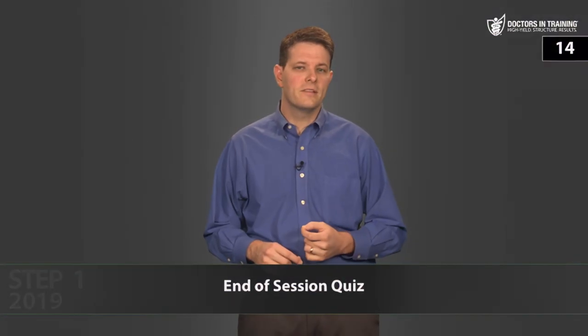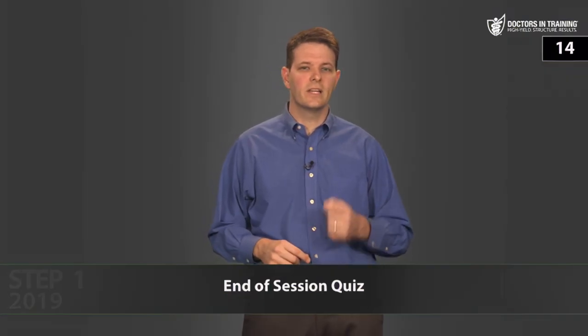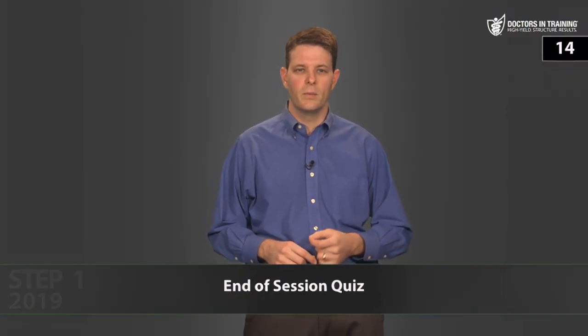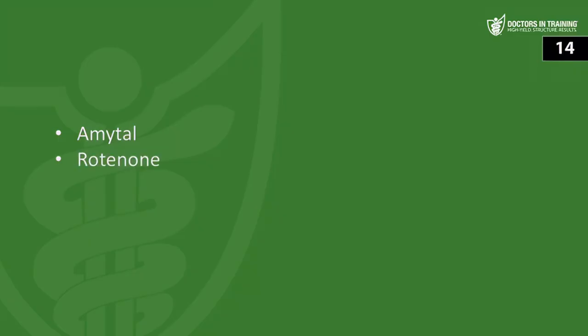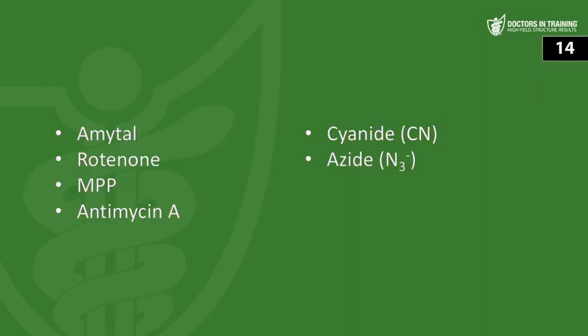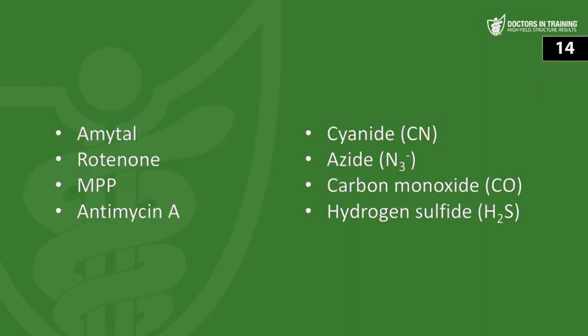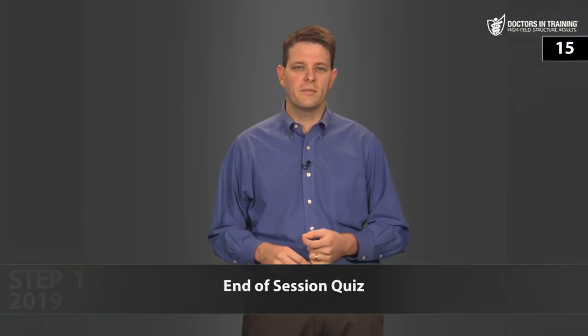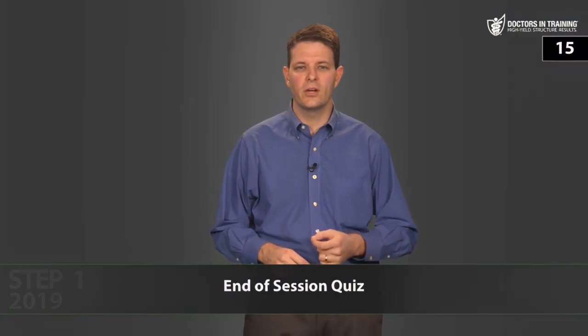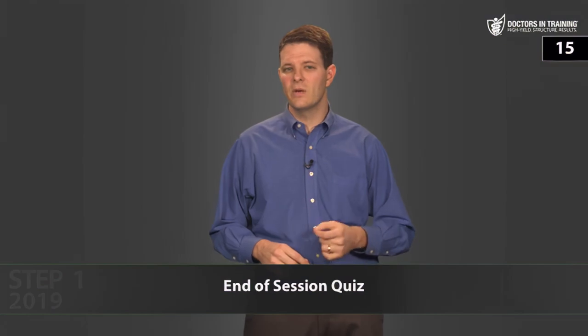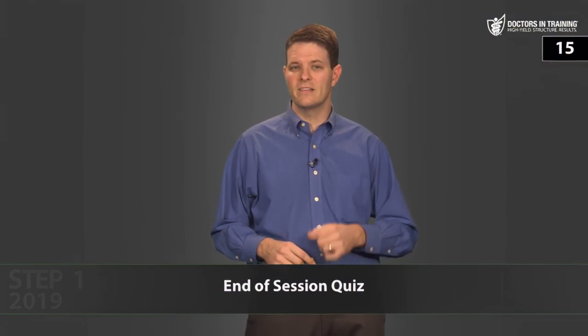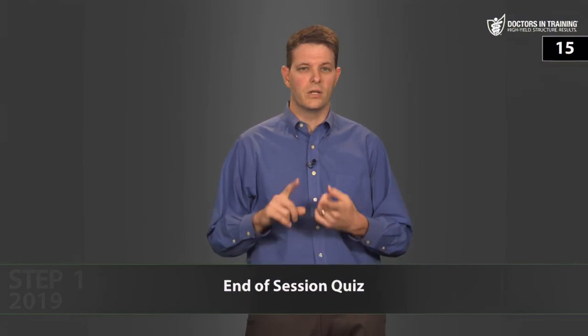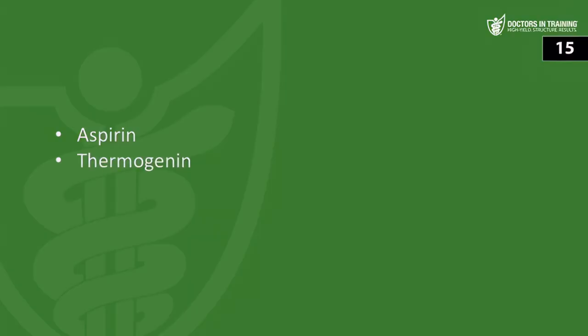Next, what substances are known to inhibit the complexes of the electron transport chain? We mentioned amytal, rotenone, MPP, antimycin A, cyanide, azide, carbon monoxide, and hydrogen sulfide. And the last question, what substances can increase the permeability of the inner mitochondrial membrane, thereby decreasing ATP synthesis but increasing heat generation? We mentioned aspirin, thermogenin, and 2,4-dinitrophenol.